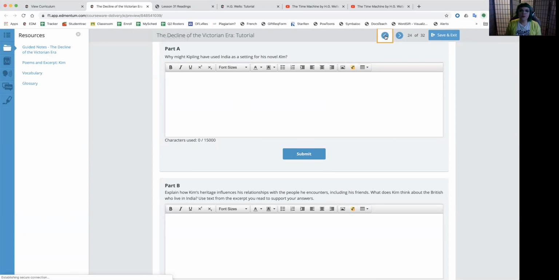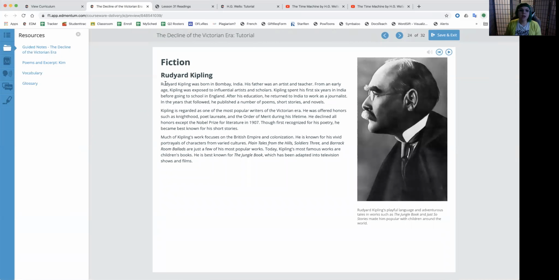Let's go to slide 24. So first off, he was born in India, so he had a lot of experience in India. His father was an artist and a teacher. He was always exposed to arts and scholars from India. He spent the first 6 years of his life in India, then went to school in England, and then came back to India. So he had a lot of reason to write with his setting as India.